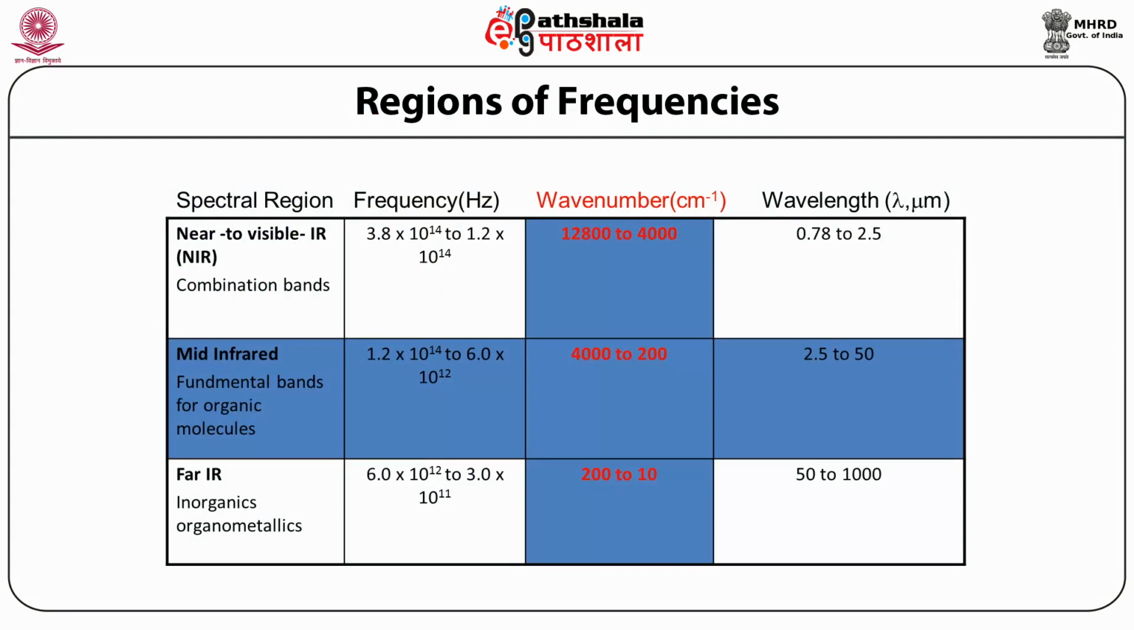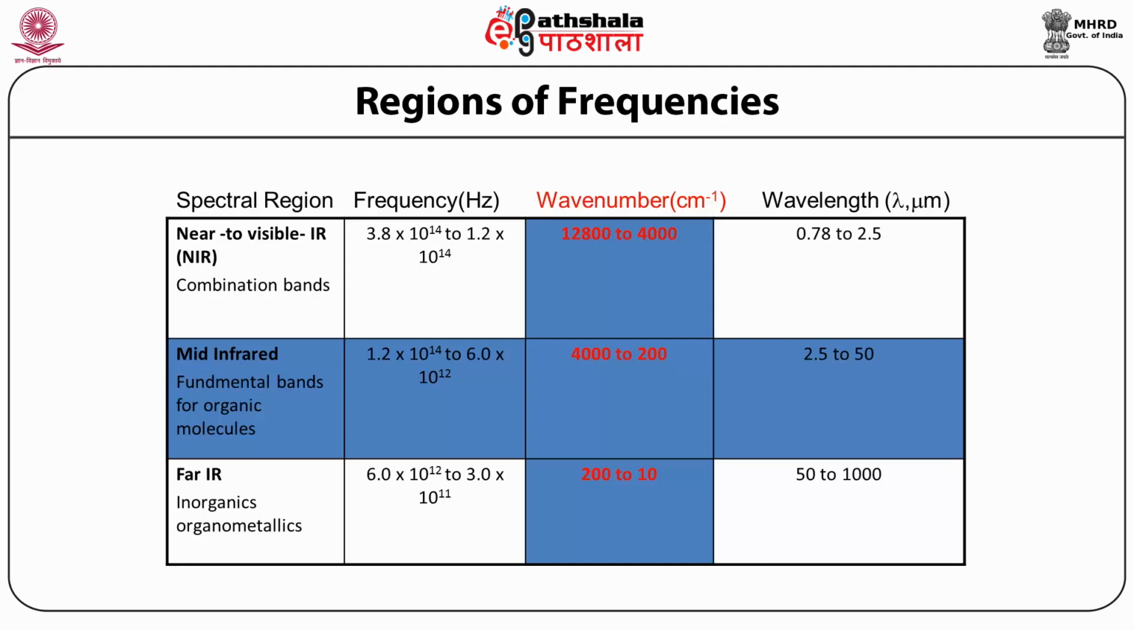We discuss here the regions of frequencies and what kind of information you derive from each region. IR spectroscopy is generally divided into three distinct regions. One is the near IR region, which has the combination bands. Its frequency ranges from 3.8 into 10 power 14 to 1.2 into 10 power 14, its wave number is 12,800 to 4,000, and its wavelength ranges from 0.78 to 2.5 micrometer.